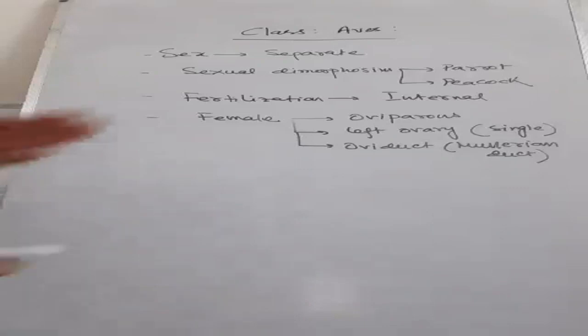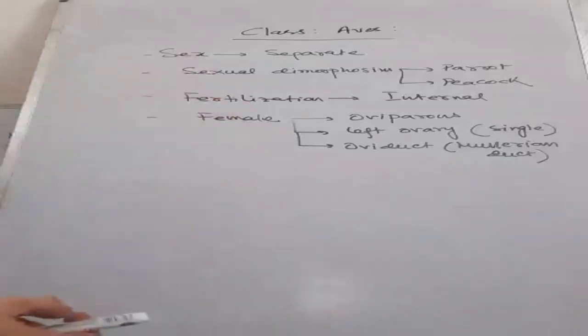So that is called... the Mullerian duct is the defining feature whether the organism is going to be female or whether it is going to be male.